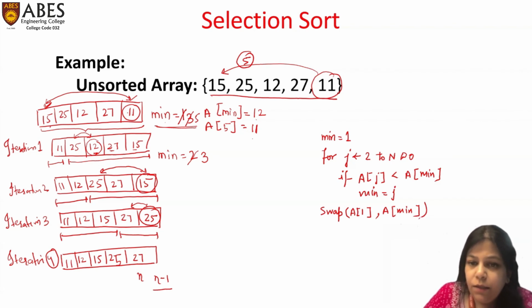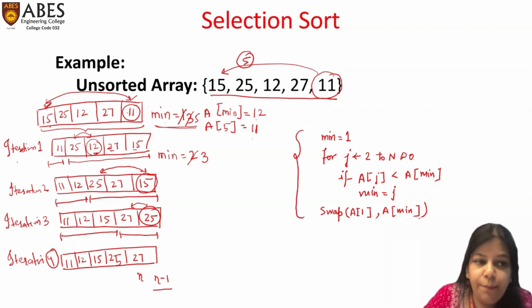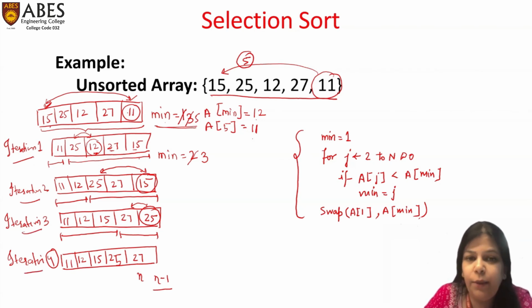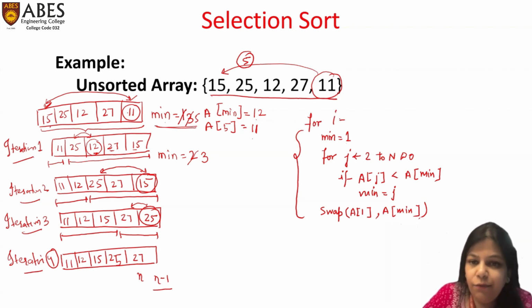Right. So this is only for the first iteration. As you can see, we have repeatedly selected a minimum value and then found the actual minimum value in the unsorted array. We can say that this minimum has taken values 1, 2, 3 and 4. So we can put this code inside another loop where we can take another variable, suppose i, which is taking up the values from 1 to n minus 1.